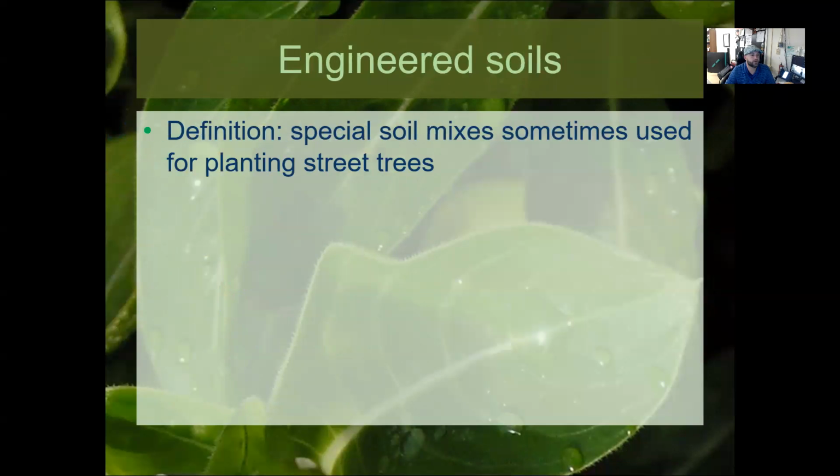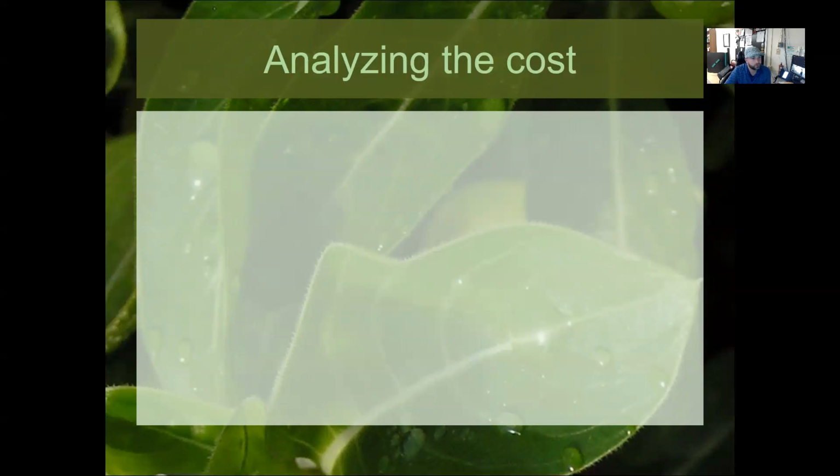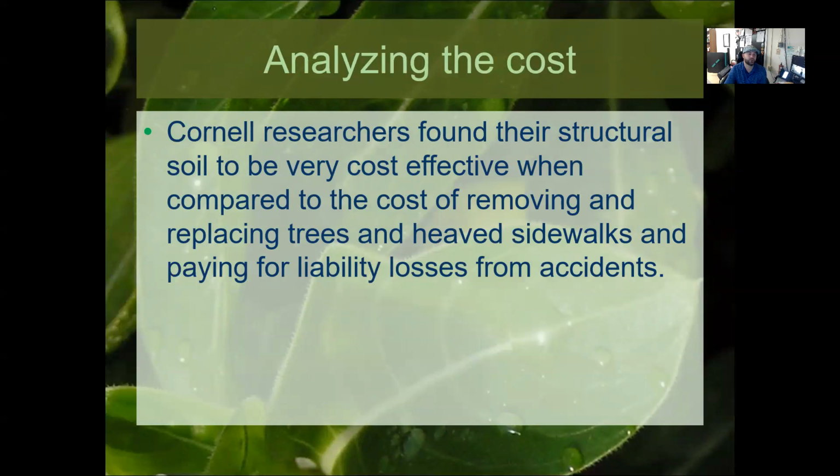So, engineered soils, by definition, are special soil mixes sometimes used for planting street trees. An example here, Cornell University has their own structural soil, which combines crushed stone, soil, and hydrogel materials that expand with moisture, can be compacted to support concrete, and also provides good growing conditions for trees, primarily used for street tree plantings. Analyzing the cost, Cornell researchers found their structural soil to be very cost effective when compared to the cost of removing and replacing trees and heaved sidewalks and paying for liability losses from accidents.